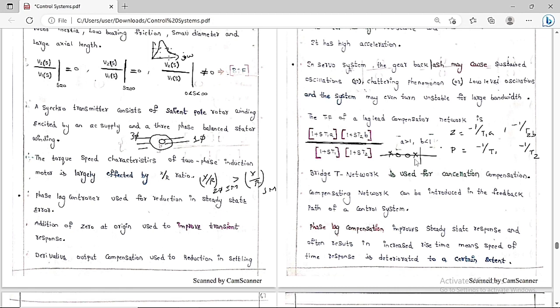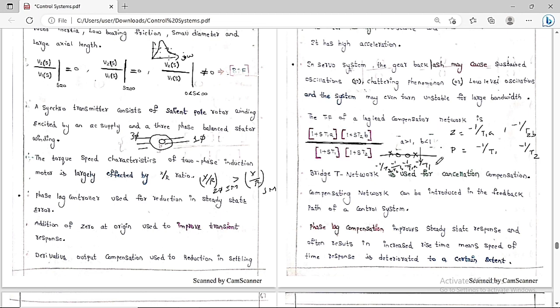So if you see clearly, A is greater than 1, which means this value will be very much lesser, so it is -1/(T1A). Here, B is less than 1, which means this value is very much higher, so it will be -1/(T2B). And this will be -1/T1 and this is -1/T2. These things we can easily see from this picture.